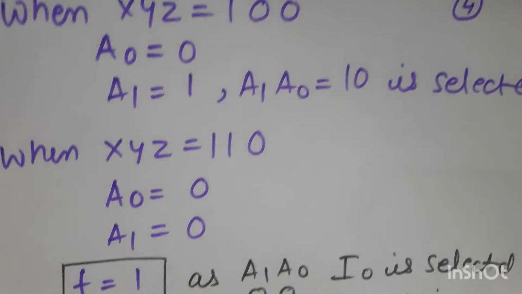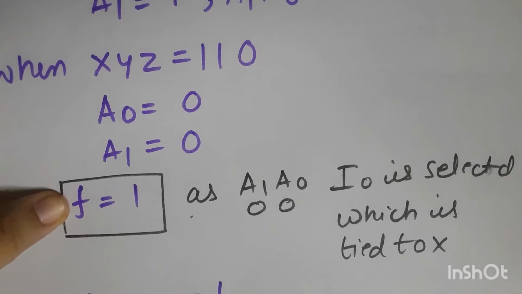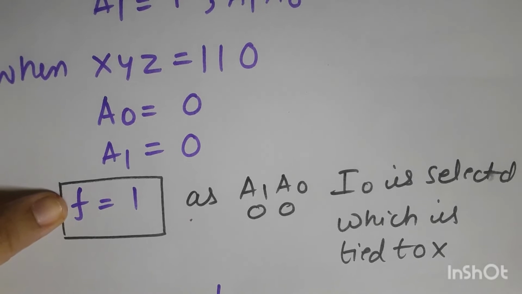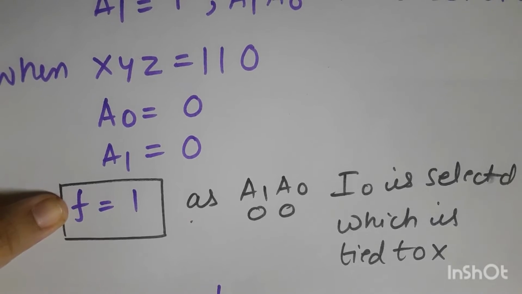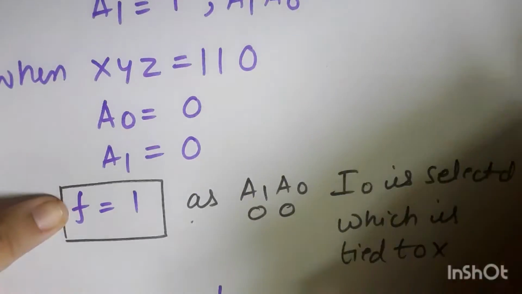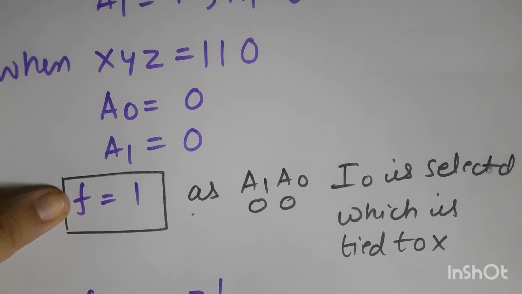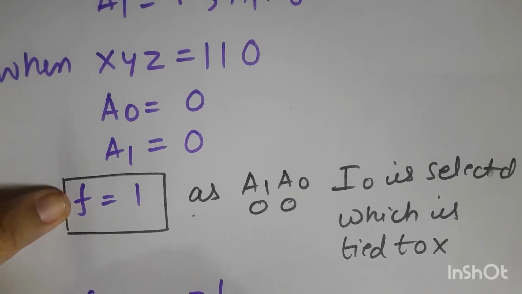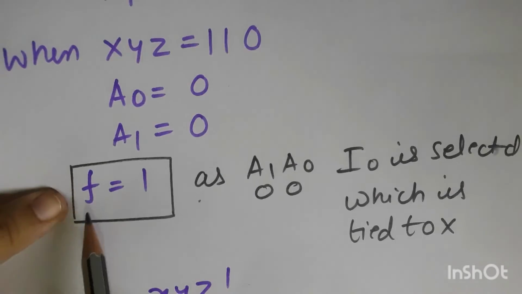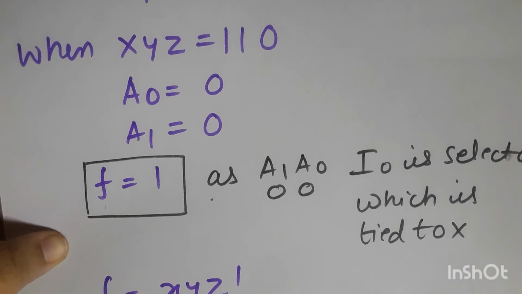And the last one is xyz equal to 1, 1, 0. A0 is equal to 0. A1 is equal to 0. So for A1, A0 equal to 0, 0, I0 is selected, which is tied to x. And x here is 1. So function f is equal to 1.